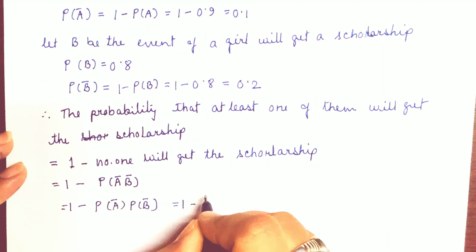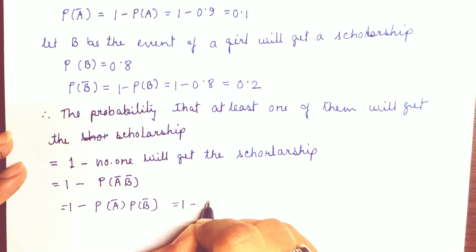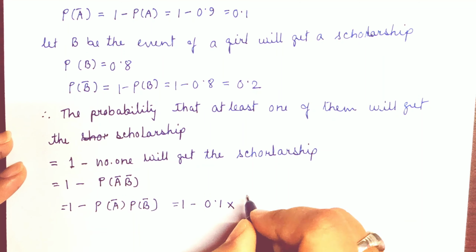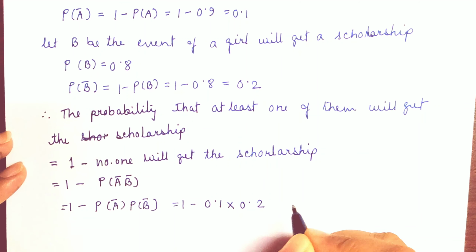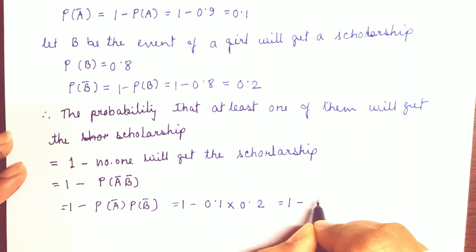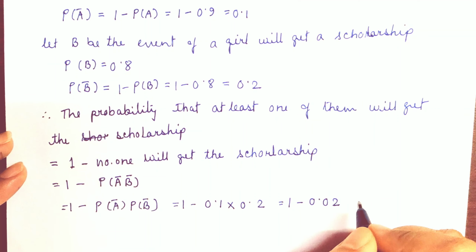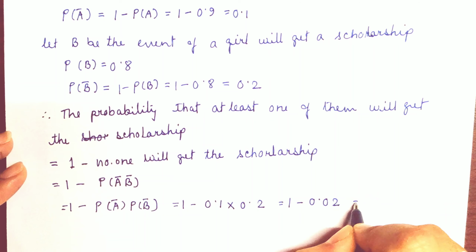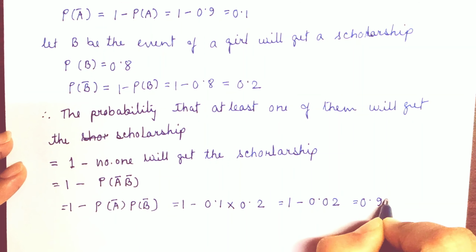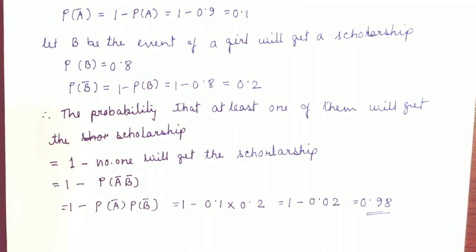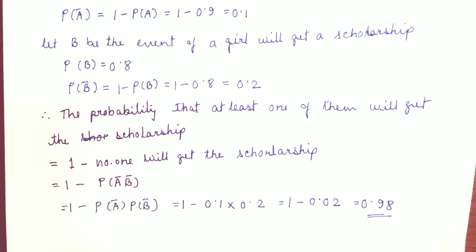Now P(A bar) value equal to 0.1, P(B bar) value is equal to 0.2. We get 1 minus 0.02. And 0.02 value will give you 0.98. So the probability that at least one of them will get the scholarship is equal to 0.98.